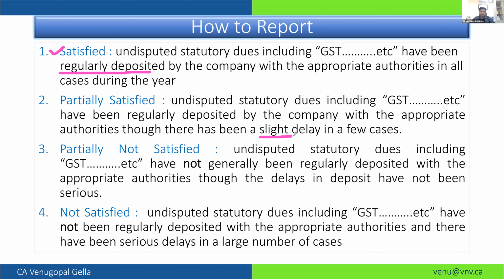Okay, now the partially satisfied and partially not satisfied. In the case of partially satisfied, when will this comment be given? Out of 12 months, there is a delay of payment for 2 months. That is not the severe thing. Only for the 2 months they have delayed, they have made the payment with a slight delay. In that case, he may give the partially satisfied. When will he give the partially not satisfied? Out of the 12 months, he had not deposited the liability within the due date, but he is depositing. That's the severe thing. So in that case, he will give the partially not satisfied comment.